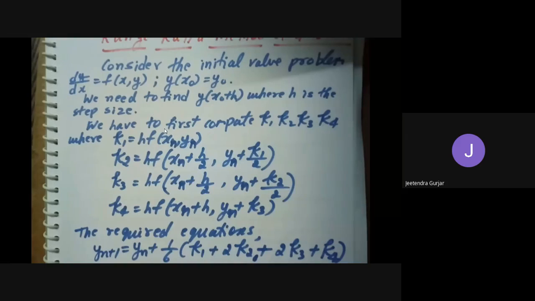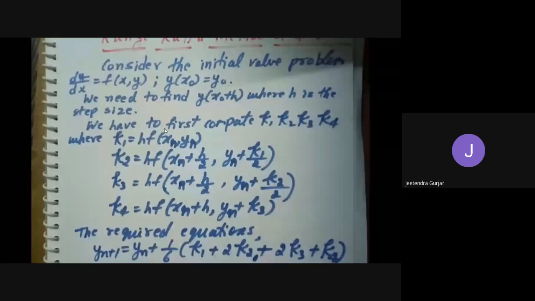So the required formula, friends, write this formula again. The required equation we get is y n plus 1 is equal to y n plus 1/6 of k1 plus 2 k2 plus 2 k3 plus k4.